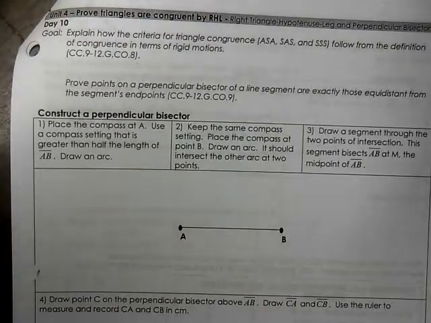This is Geometry Unit 4. We're going to learn about proving triangles congruent by RHL. Right triangle, hypotenuse leg.